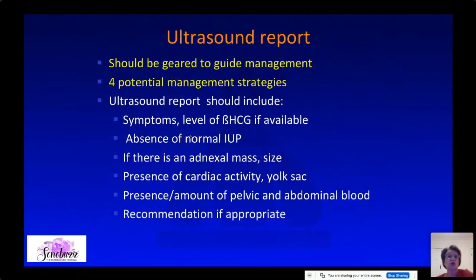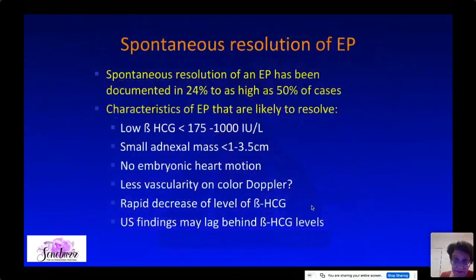So in the end, when you do the ultrasound report, it really should be geared to guide management because there are 4 potential management strategies. So you're going to look at the size of the adnexal mass, the presence of cardiac activity, the presence and amount of abdominal and pelvic blood, and if you need a follow-up, you should recommend it because basically there are several things that can happen.